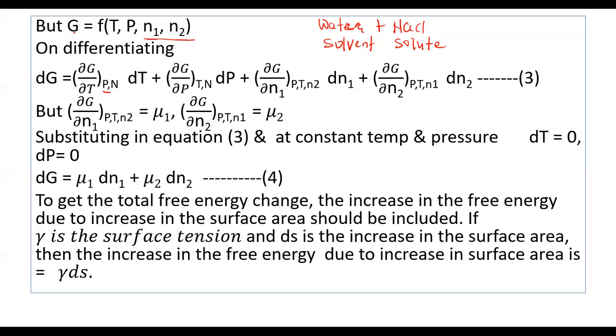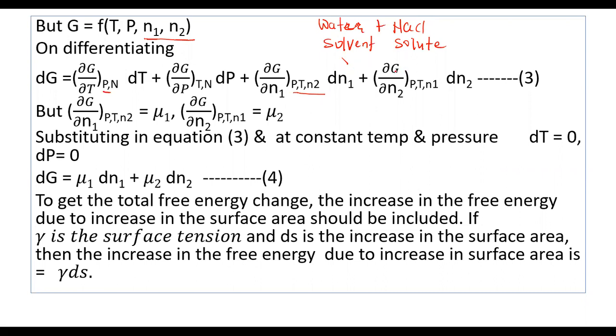Similarly, now the change in the free energy with respect to the number of moles of the first constituent, N1, the number of moles of the solvent. If we change the number of moles of the solvent, then the free energy will change. So it can be written as delta G upon delta N1 at constant pressure and temperature, and N2, the number of moles of the sodium chloride, also remains constant, into dN1.